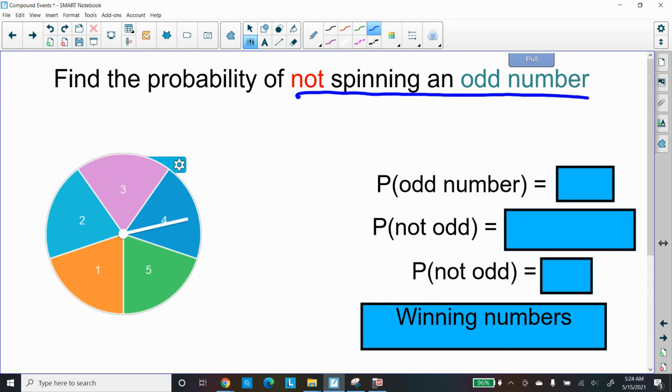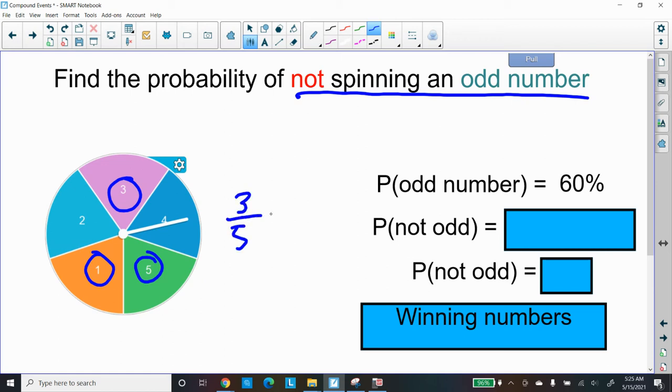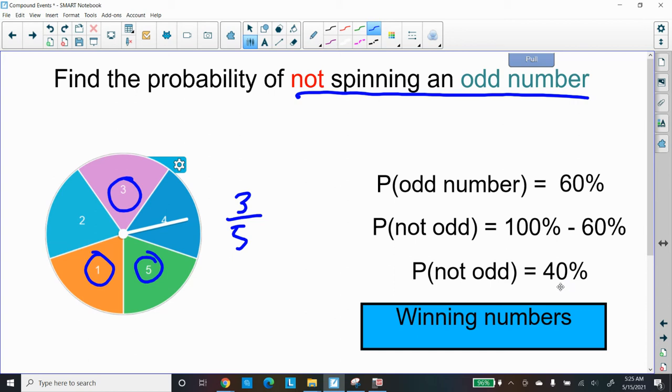So let's find the probability of getting an odd number. What numbers are odd? Well, 1 you can't divide by 2, 3 you can't divide by 2, and 5 you can't divide by 2. So there are 3 numbers out of 5, which is 60%. I turned it to a percentage because I like percents too. Wait a minute. If 60% is the probability of getting an odd number, all I have to do is subtract 60% from 100%. Because either I'll get an odd number or I'm not going to get an odd number. So 100% minus 60% is 40%. So the probability of not getting an odd number is 40%.